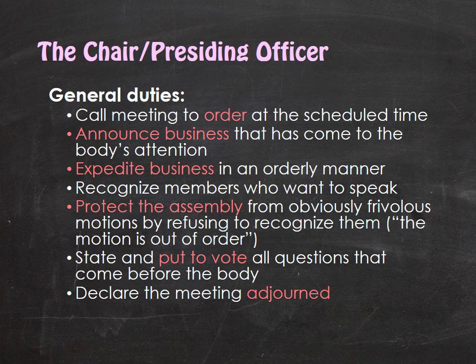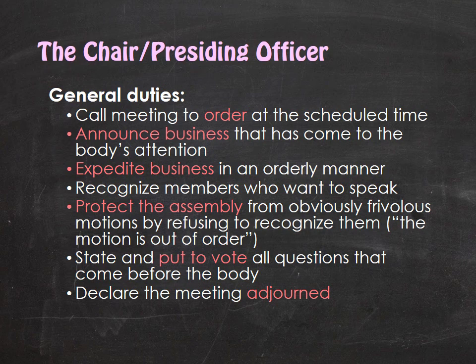So if the chair just can't do whatever they want, what can they do? No, they can't do whatever they want. They can call meetings to order on time, of course. They make announcements that members need to know and basically move business along. The chair recognizes members who want to speak, as people shouldn't speak without being called on. This keeps things fair, and so no one monopolizes the whole meeting.